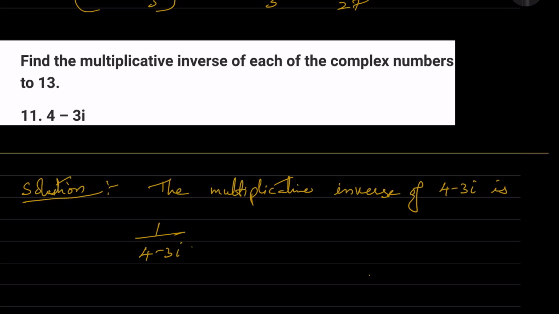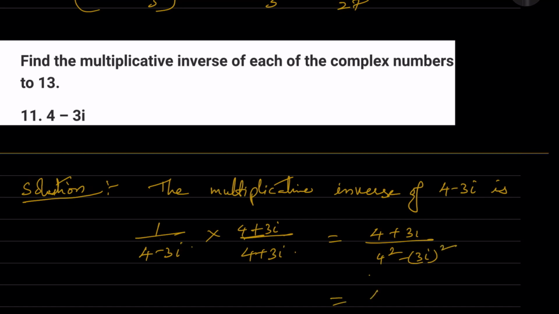How do we do this? We'll see. By multiplying it with (4 plus 3i) divided by (4 plus 3i). We have to remove the iota from the denominator. The imaginary number should not be there in the denominator. Like how we do for square roots, the same way we have to do for this also. So this will be equal to (4 plus 3i) by (4 square minus 3i whole square).